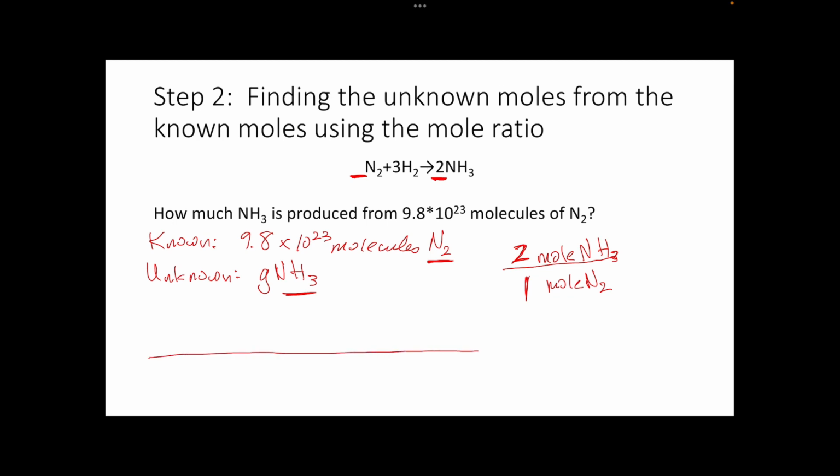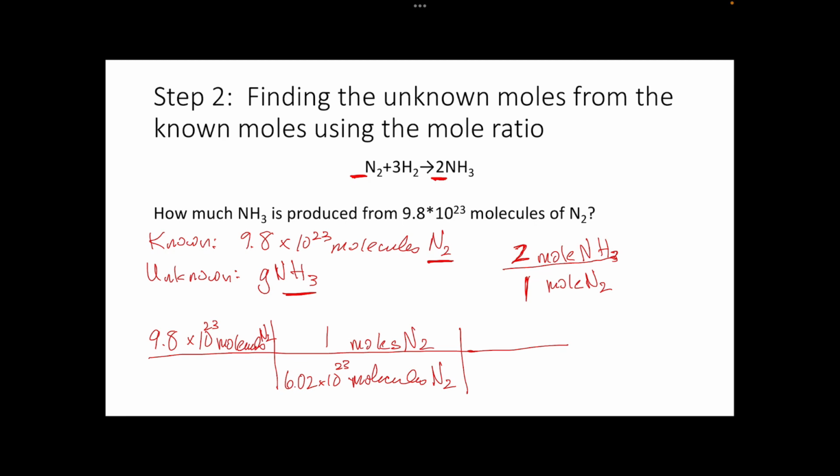We're going to go ahead and set up our train tracks. We're going to have another step here. We're going to start with step 1, 9.8 times 10 to the 23rd molecules of N2, right? We're going to want molecules of N2 on the bottom here. We're going to go to moles. That's always the first step, is to find the moles. All right, and we know that 1 mole of N2 will give us 6.02 times 10 to the 23rd molecules.